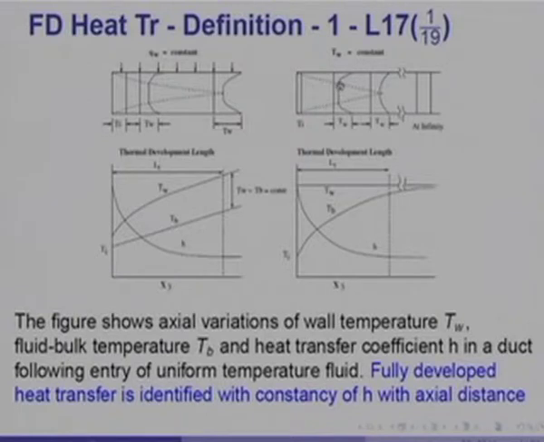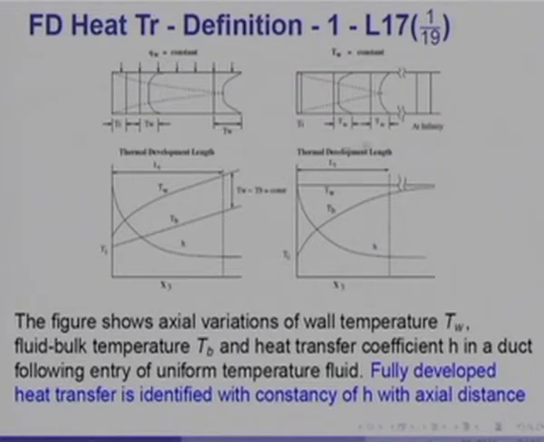The temperature profile, of course, becomes curved because of thermal boundary layer development. Mind you, at each section, the T wall will be same. Only thing is the T center line will go on increasing so that the T bulk goes on increasing. And this variation is nonlinear, as I indicated here.